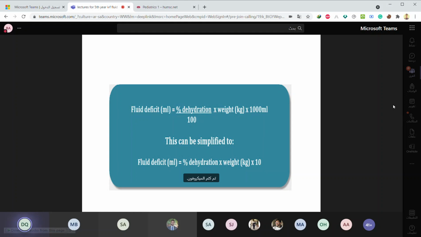This is the formula: fluid deficit is the percentage of dehydration multiplied by the weight multiplied by 1000 over 100, simplified to be the percentage of dehydration multiplied by the weight by 10, okay?